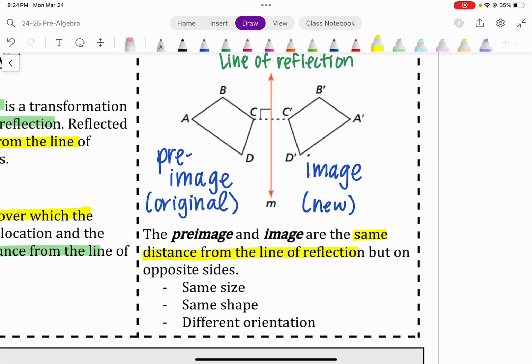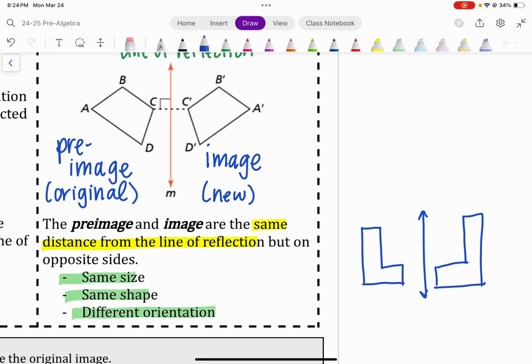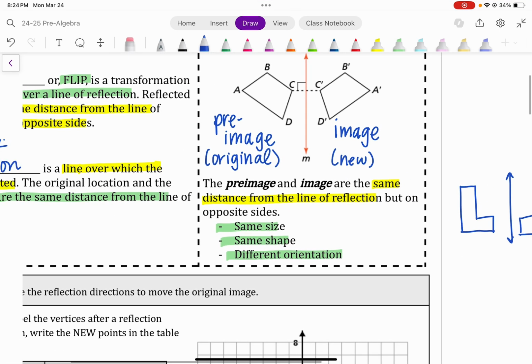Also, our figures, our pre-image and our image, are the same size, same shape, but they have different orientation. So if I was going to reflect the letter L over a line, it would flip around and it would have different orientation.